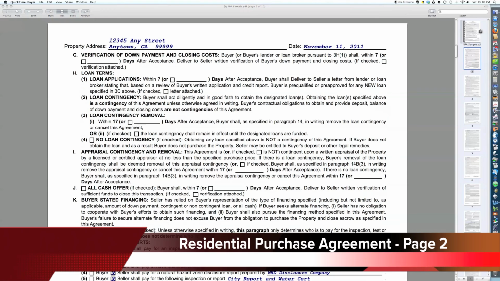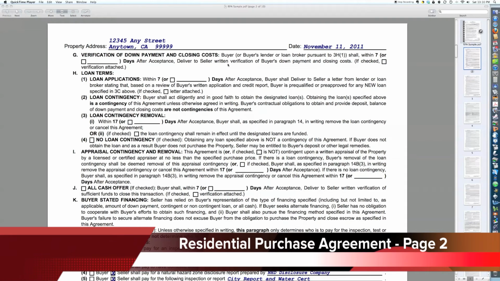Moving on to page 2, you can see that every page has the property address and the date of the contract to ensure that we're working on the right forms. This is going to be paragraph 3G. This is the verification of down payment and closing costs. The buyer has, by default, 7 days after acceptance to deliver to the seller verification that the buyer has the down payment and closing costs.